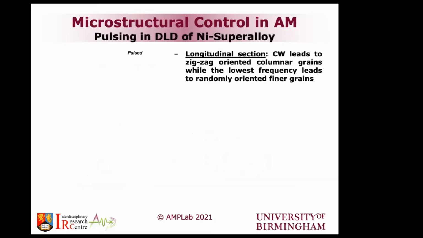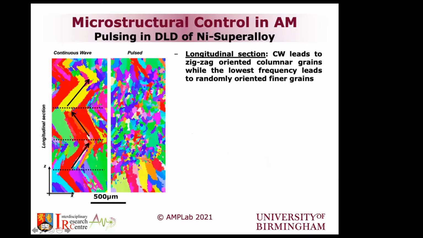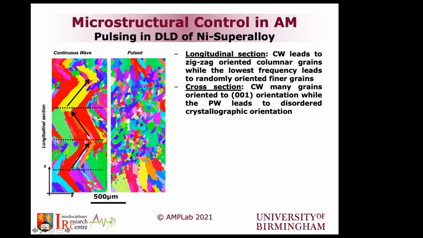So the benefit is also in nickel superalloy. So this is Inconel 718. And just to give you the comparison, this is now continuous wave, and this is pulsed wave. The same thing happens. You can control the grain structure. You can control the columnarity, the grain size, by changing from continuous wave to pulsed wave. But that's not the only tool available to us.